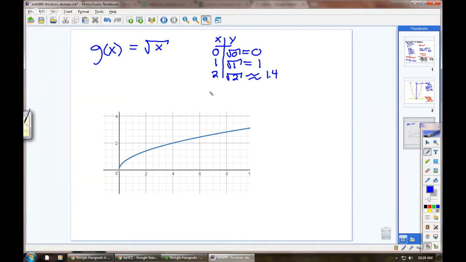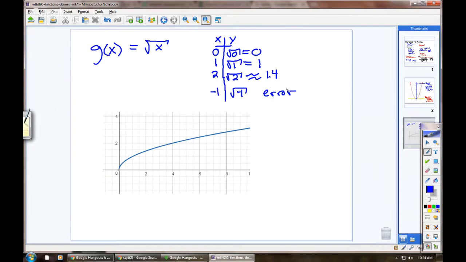Things I can't take the square root of at this point in time. If I tried to take the square root of -1, most calculators will respond with an error. And the error message depends on the calculator. We'll talk more about that later.